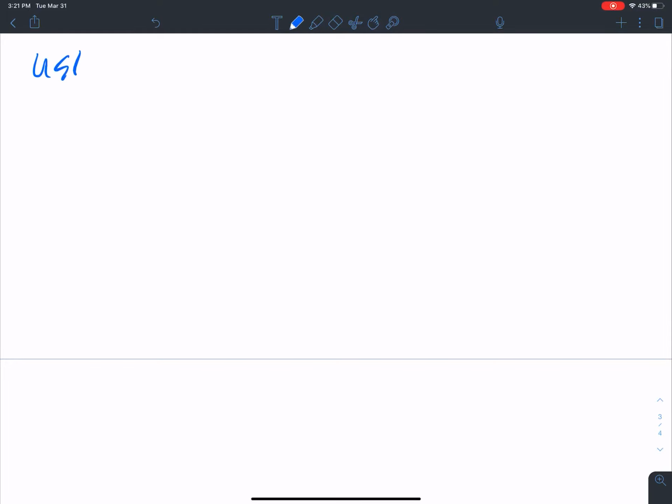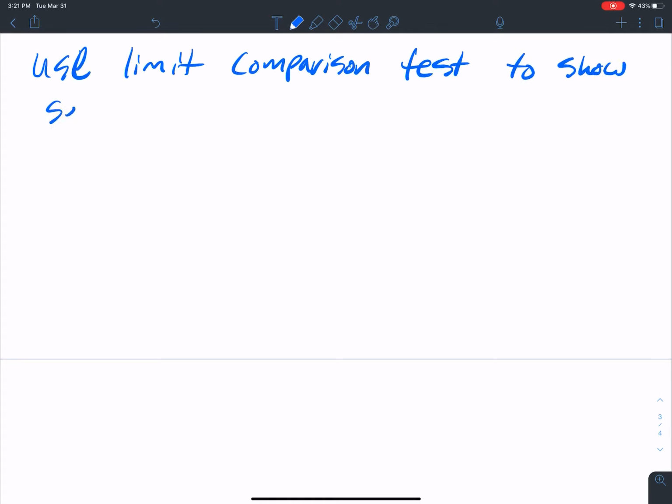So let's work through some problems together. We're going to use limit comparison test to show the series converges or diverges. Remember, we're not trying to figure out what the series adds to. All we're trying to do is figure out, did the series converge? Did the series diverge? Okay?